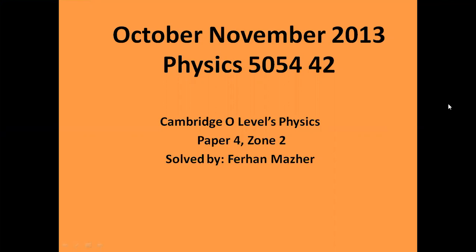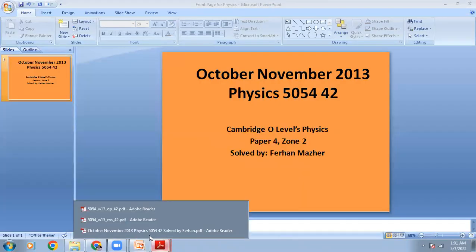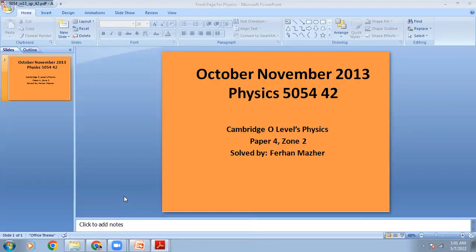Right now, I am with the 11th Cambridge class, and the subject we are studying is Physics 5054. It's Cambridge O Levels Physics, and the code of the subject is 5054. Today, we have set our hearts to solve the ATP paper, and we have selected the October November 2013 4-2 paper. This paper 4, or the ATP paper, belongs to zone 2 or variant 2. So let's start today's paper, and here is the paper.